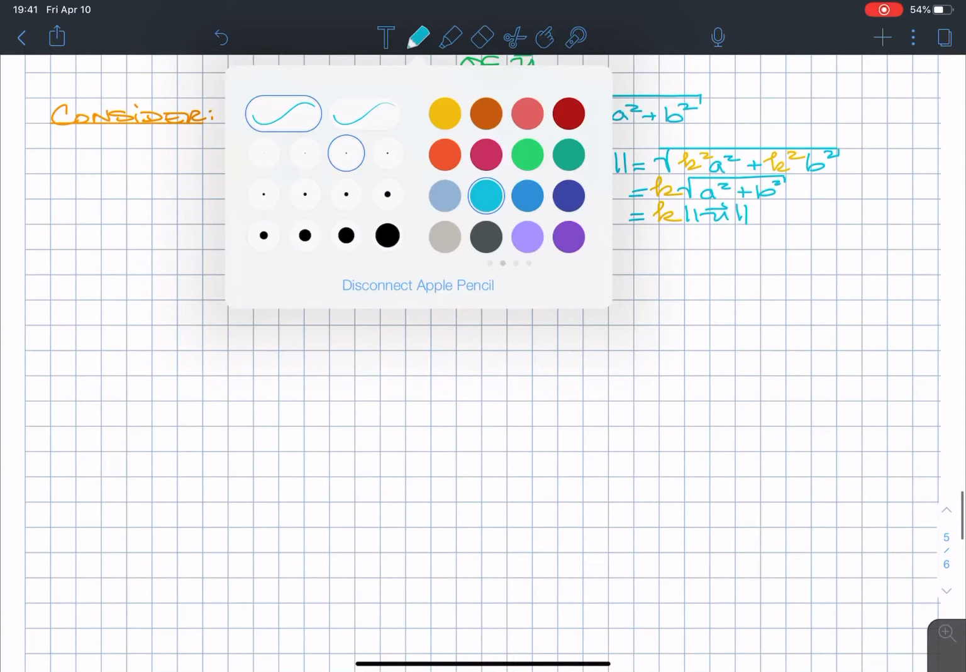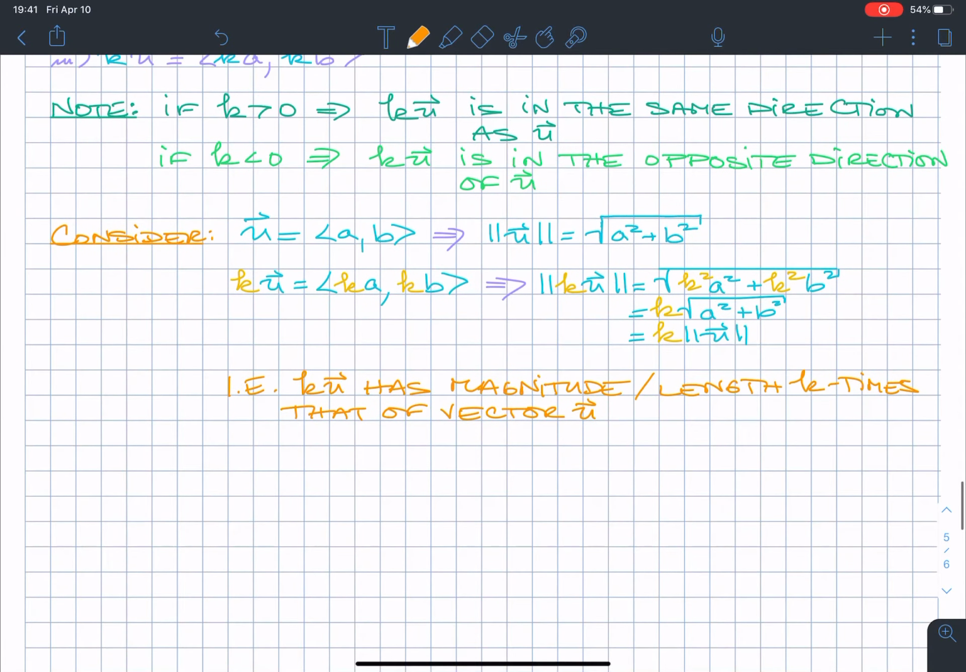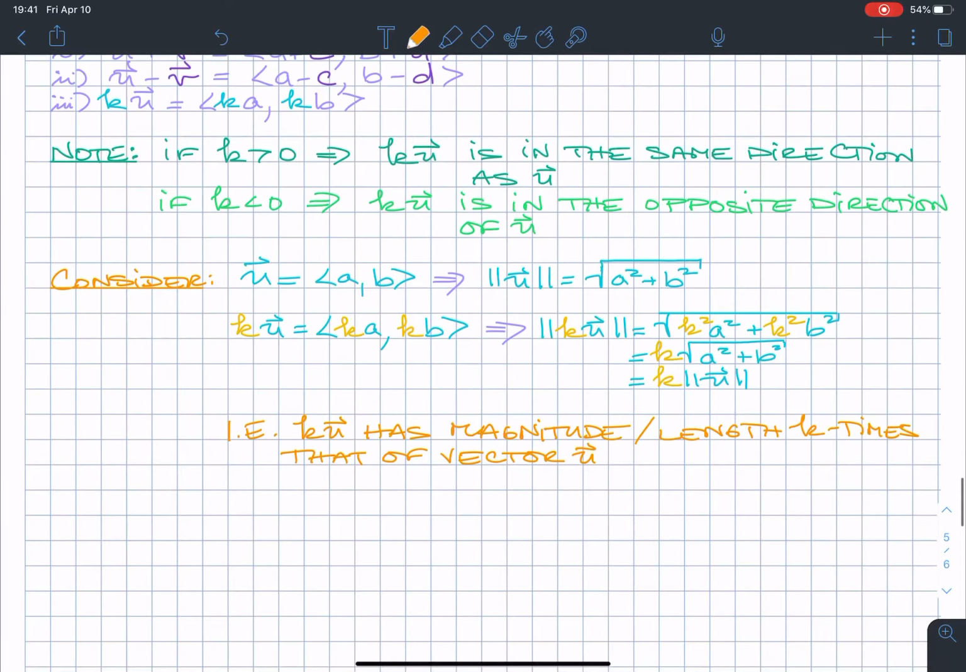That is, i.e., k times vector u has magnitude slash length k times that of vector u. So when you multiply a vector by any number, it makes its length that many times greater.